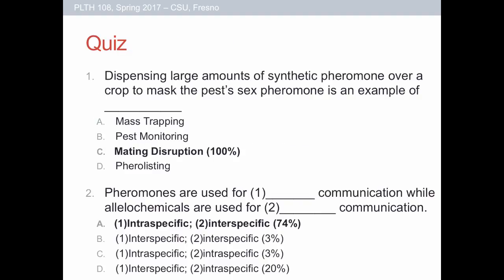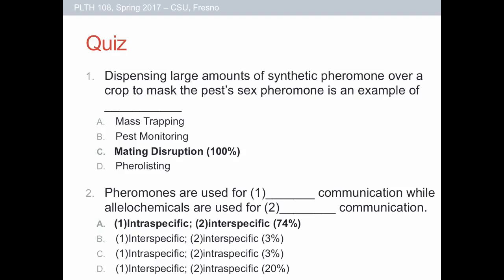All right. As far as the quiz is concerned, apparently the first question was a little too easy, but I kind of thought it would be. Dispensing large amounts of synthetic pheromone over a crop to mask the pest sex pheromone is an example of mating disruption. Actually, it wasn't 100%. It was listed as 97% correct, but there were no other ones. So I'm guessing someone forgot to click on the first question when they submitted. So they might have missed out on that one.